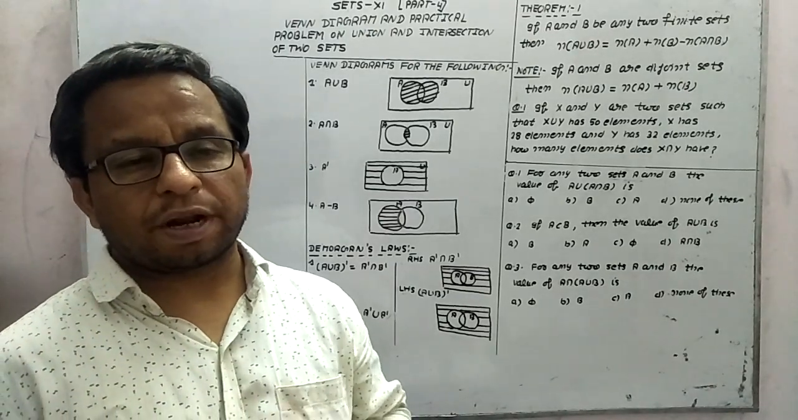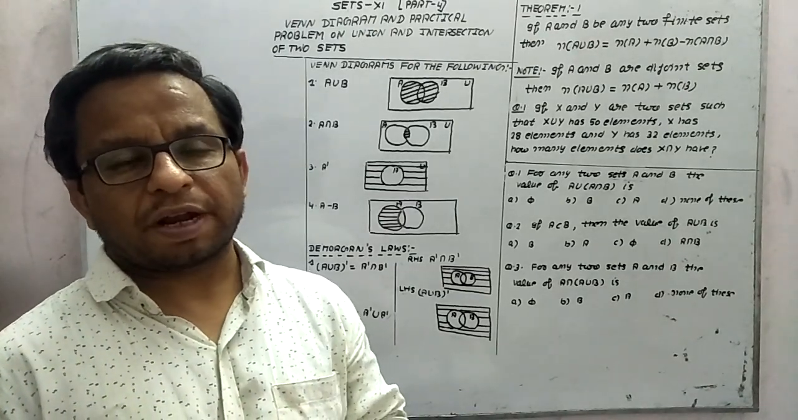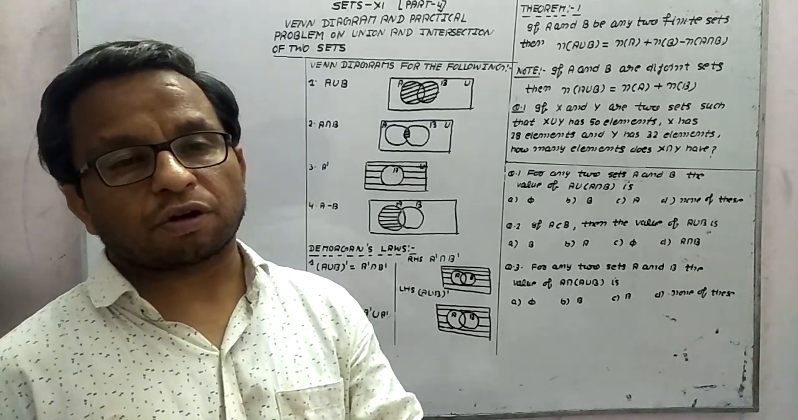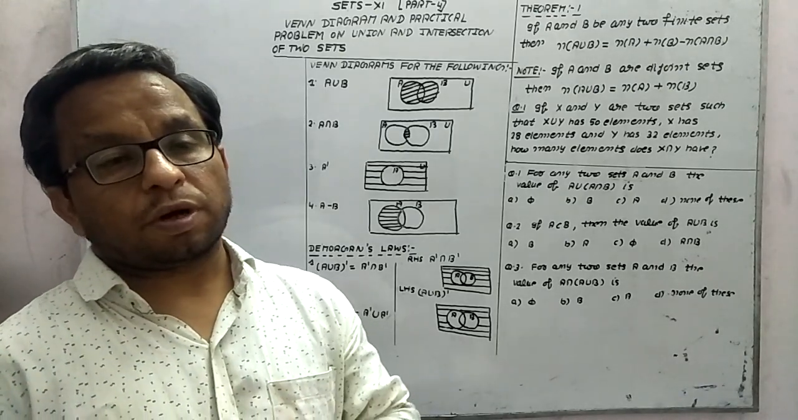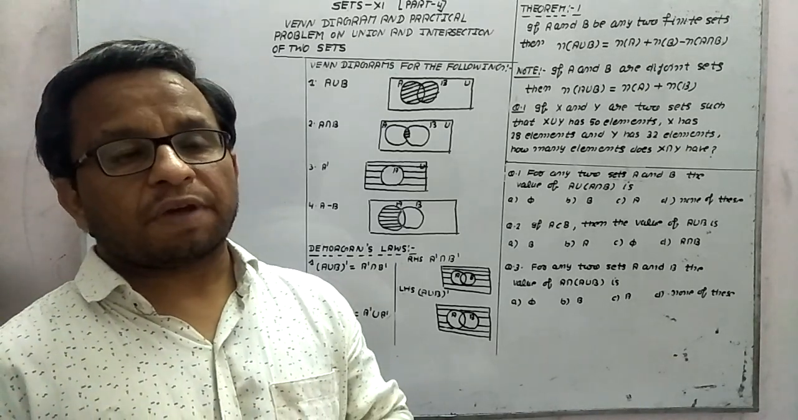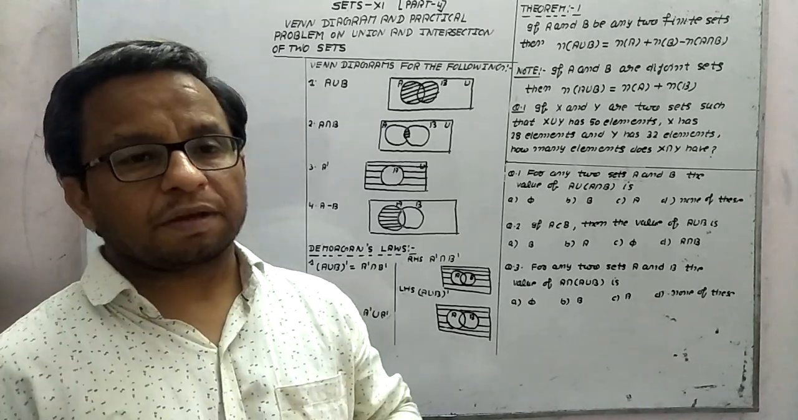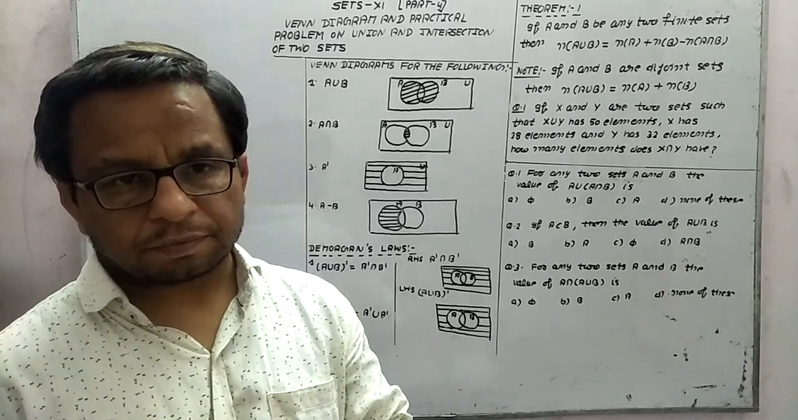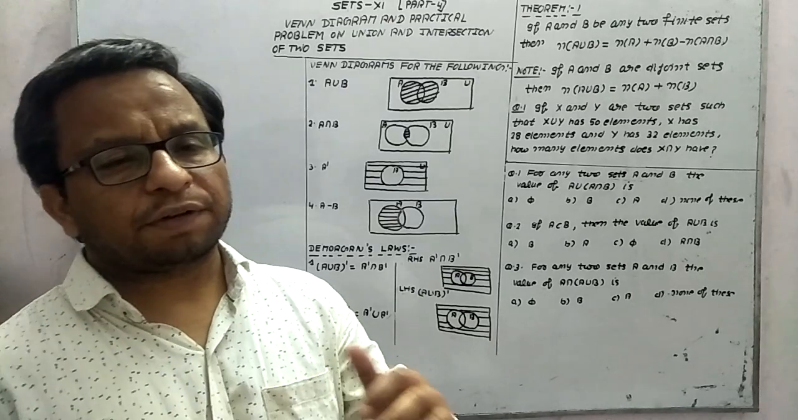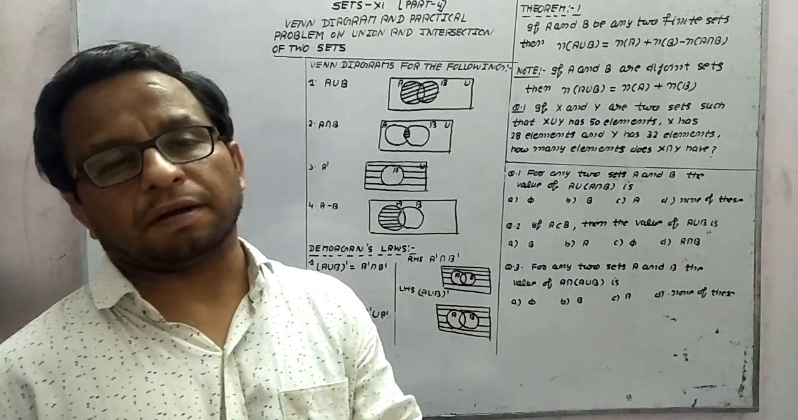Everybody, students, today I'll explain Venn diagram and practical problems on union and intersection of two sets. To understand Venn diagram, 2 points you have to keep in your mind. Whenever we have to take universal set, we will consider it as a rectangle. And any other set which is coming from the universal set, that one we have to consider as a circle.